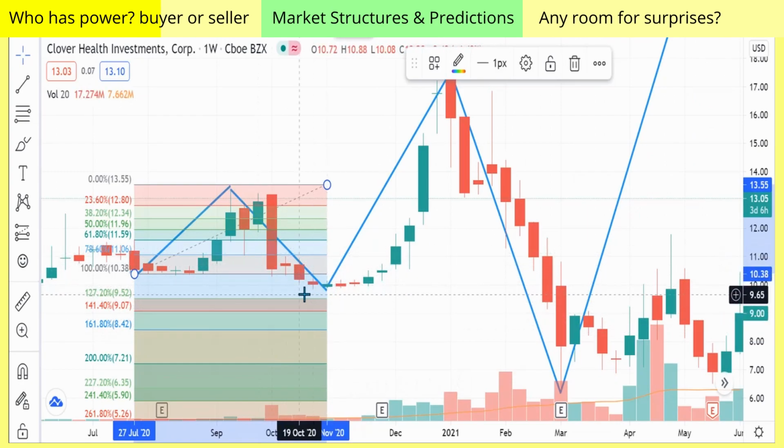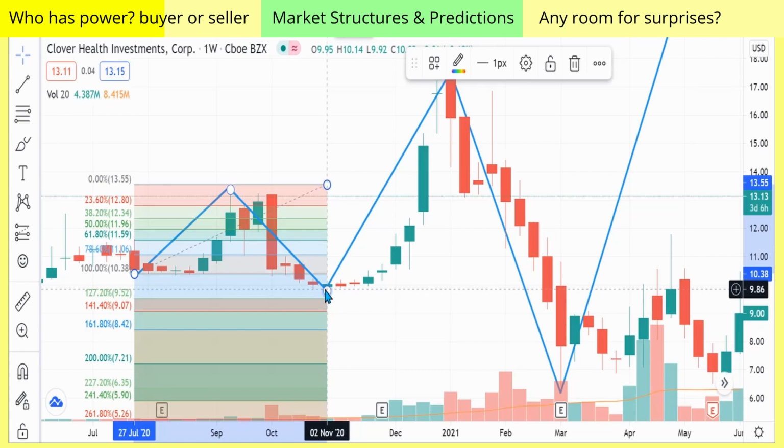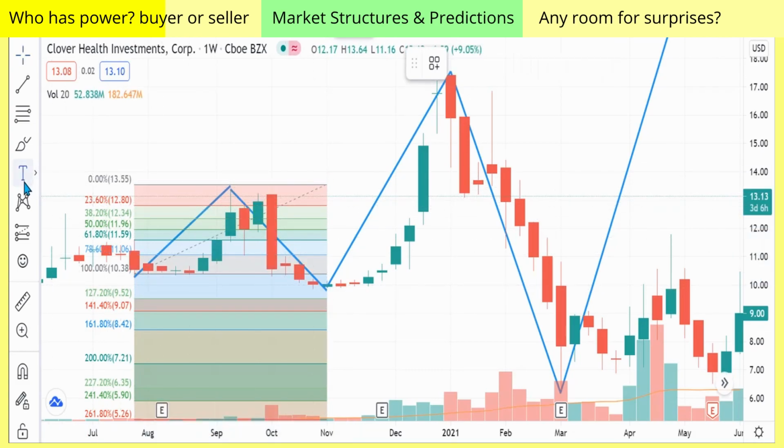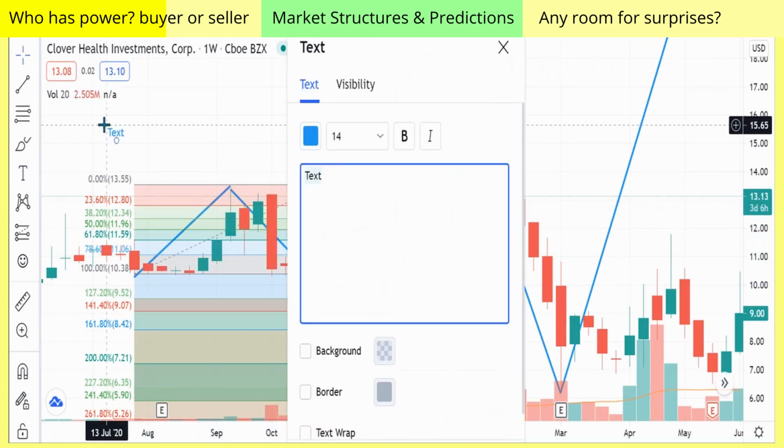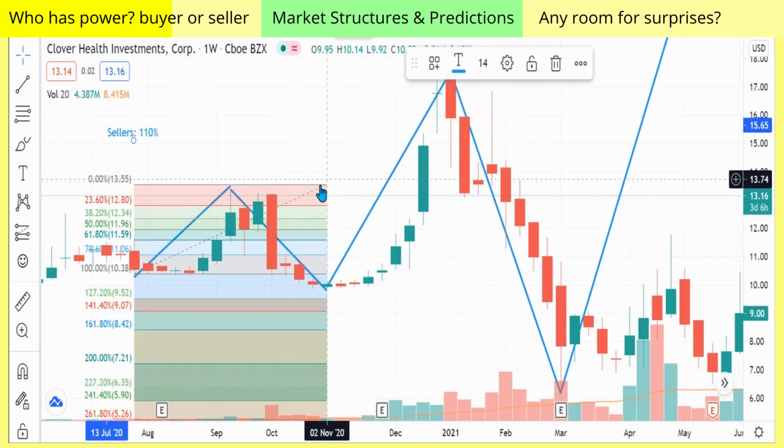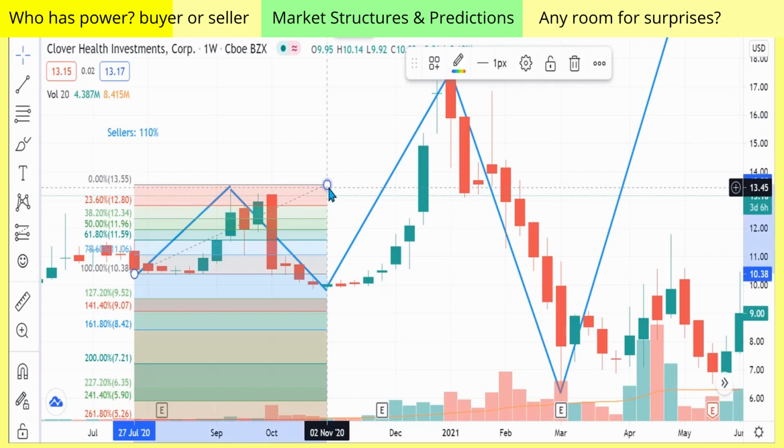Right now we can see that it has crossed 100%. It has not yet crossed 127, so it's roughly about 110. We can make a note here. I'm talking about the power of sellers. Right now in the first loop it is making a 110% down move. It's important for us to take notes, otherwise we will forget.